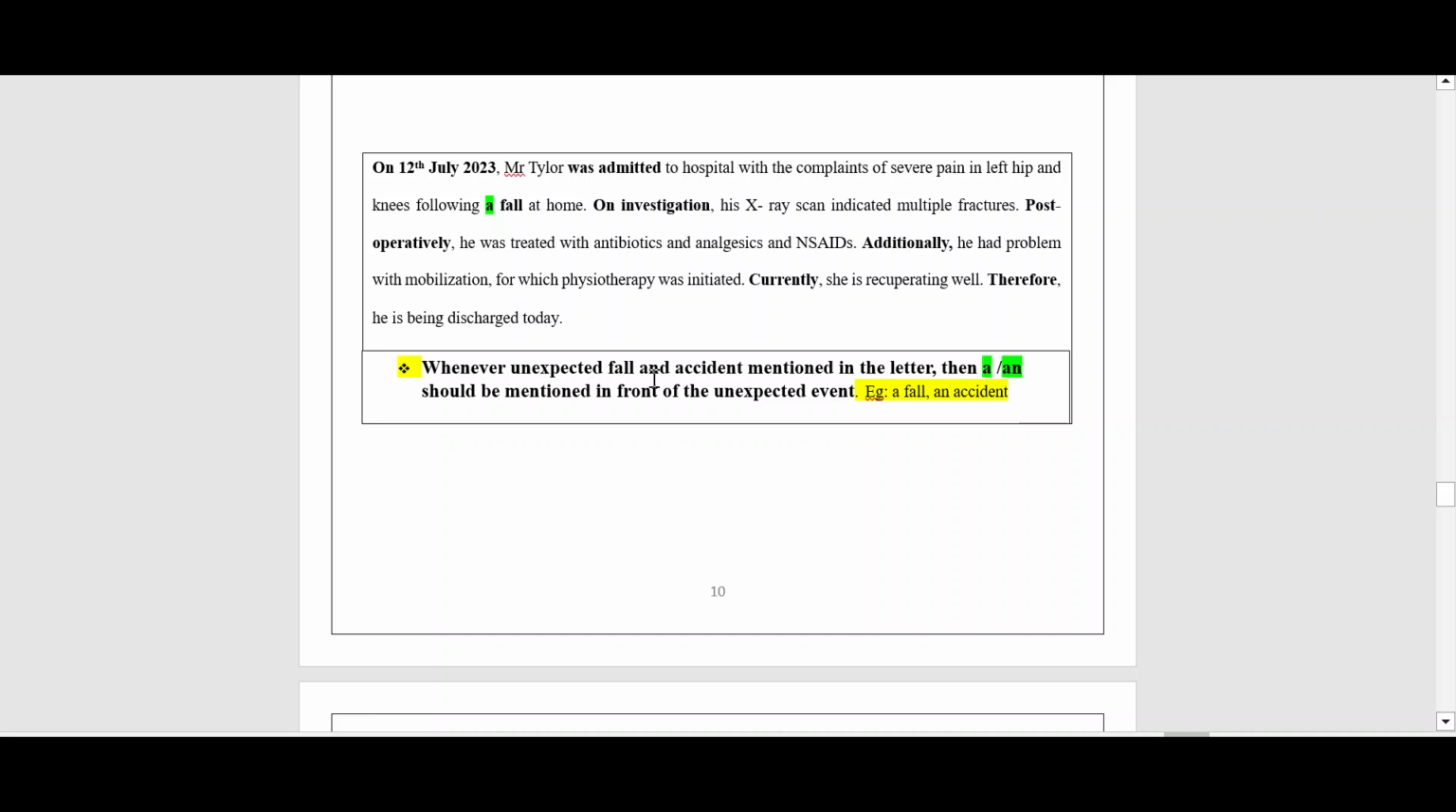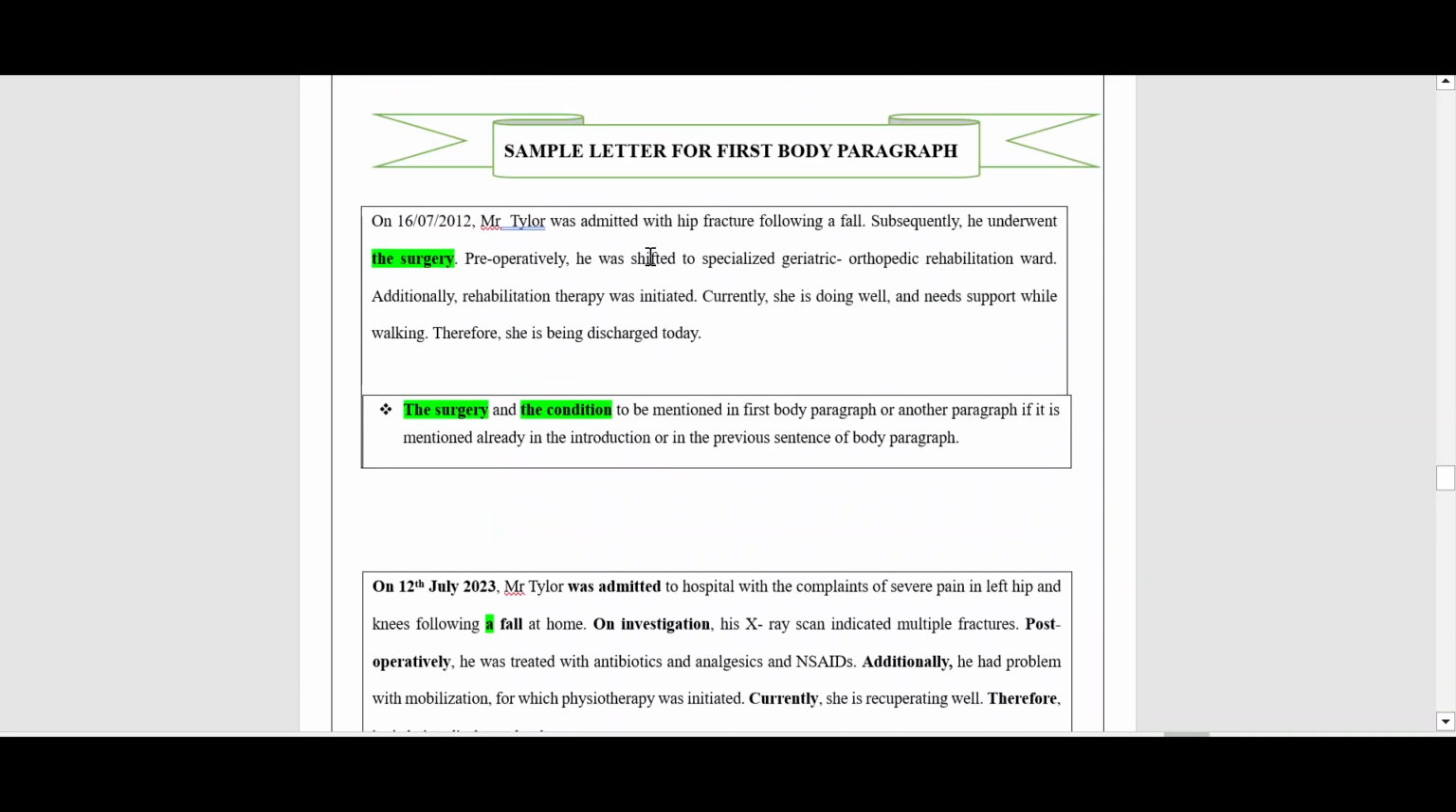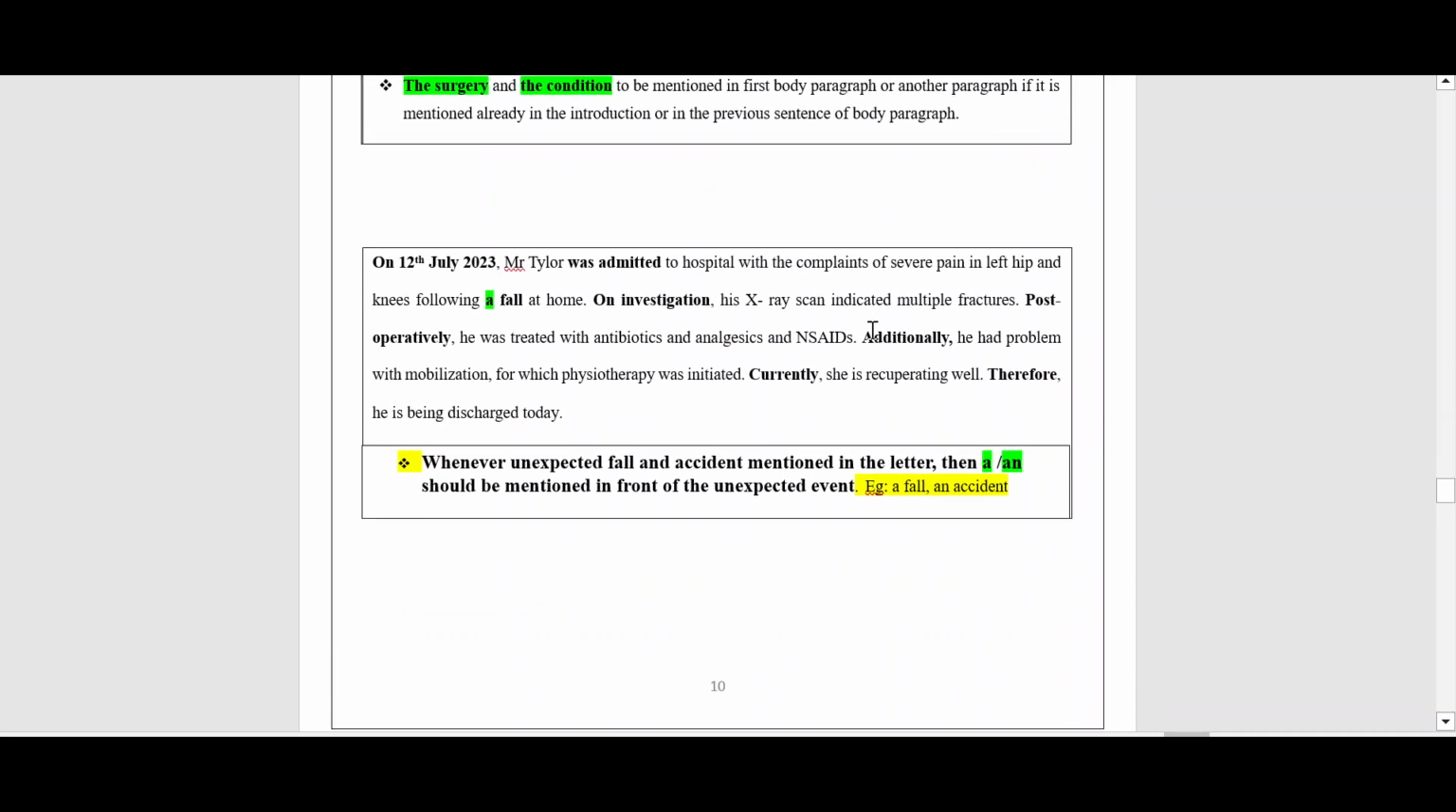Whenever an unexpected fall or accident comes up in your letter writing, you need to mention the fall or the accident. You cannot exclude it; it should be mentioned in front of the unexpected event in your letter. For example, he underwent this surgery following a fall at home. You should mention it this way. This is the way to write the first body paragraph, and the connecting sentences I will teach you in the next slides.